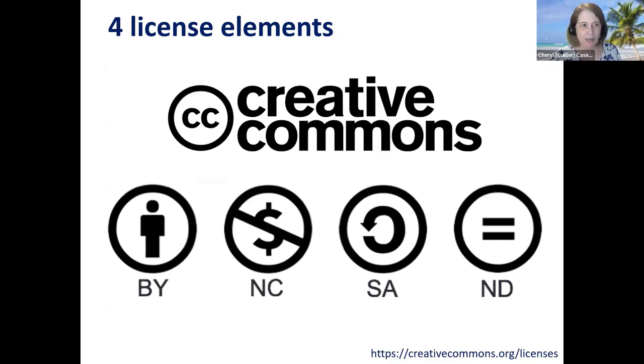If you can decipher Creative Commons licenses, you'll know exactly what creators have given you the right to do. So there are 4 building blocks to the licenses. The first one is attribution, or BY, with the person symbol. This lets you distribute, remix, tweak, build upon someone else's work, even commercially, as long as you credit them. The next one, NC, the dollar sign with the slash through it, stands for non-commercial. It means you can't use someone else's work for commercial advantage or monetary compensation.